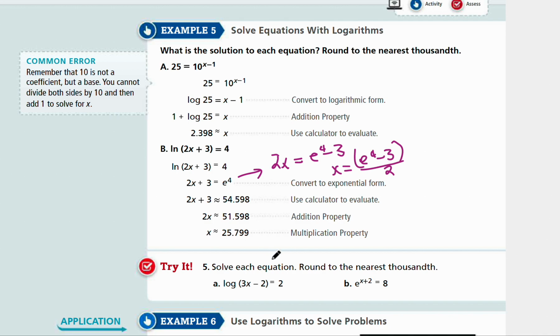All right, so now, having learned that, let's try number 5. Pause the video, see if you can solve these equations by yourself. Come back when you're ready for answers.